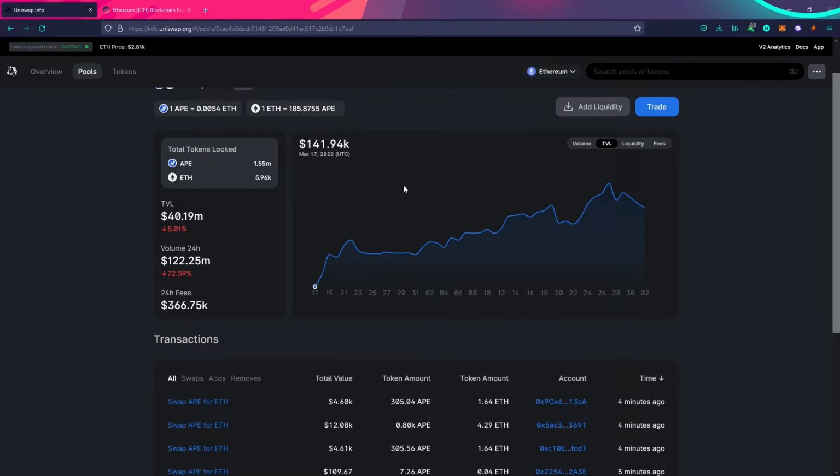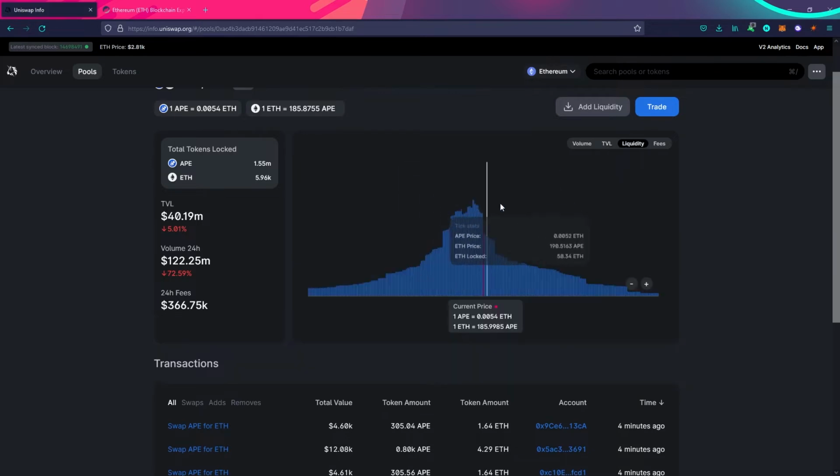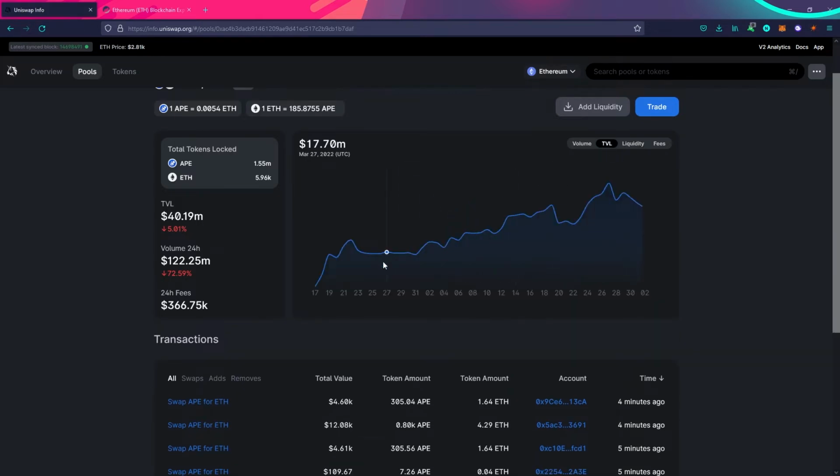Something else you're going to want to check is when you go to TVL, there's a little tab here, and it'll show you a chart. Whoops, not liquidity, TVL. This is the total value locked over time. So you can see this token started at 141K, and it is now up to 40 million. So that's pretty crazy. It's a steep incline, but as you can see, it's a positive trajectory. The chart is going up over time.